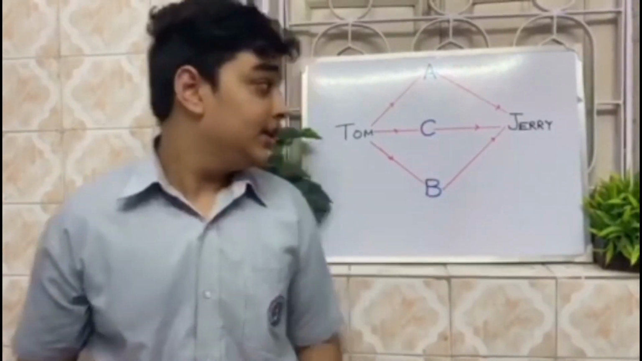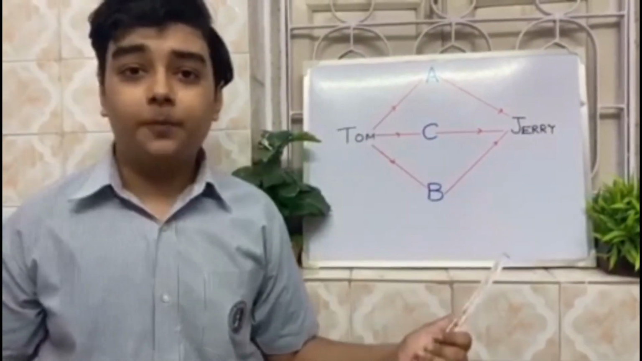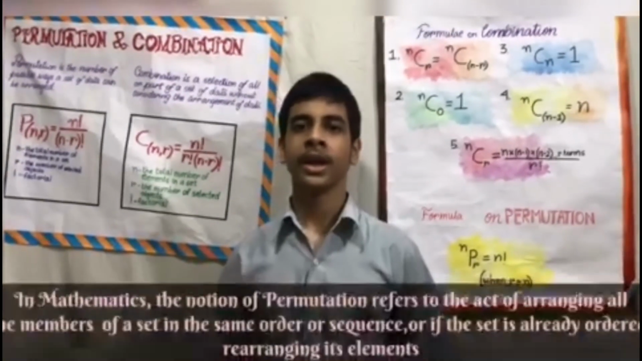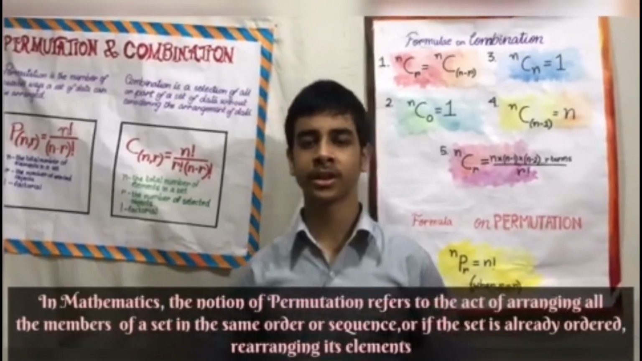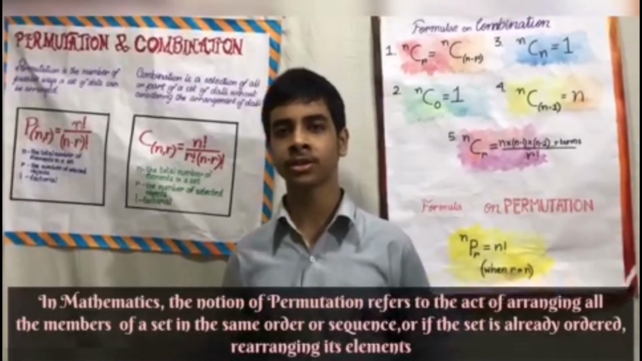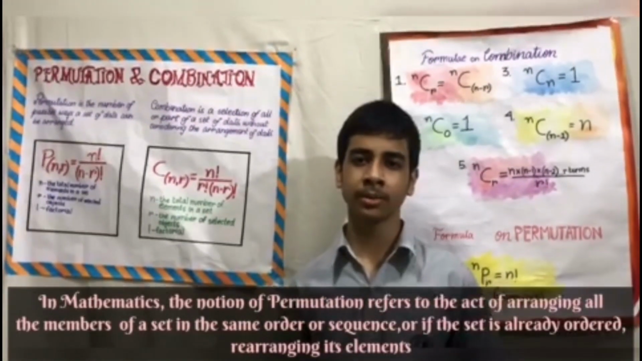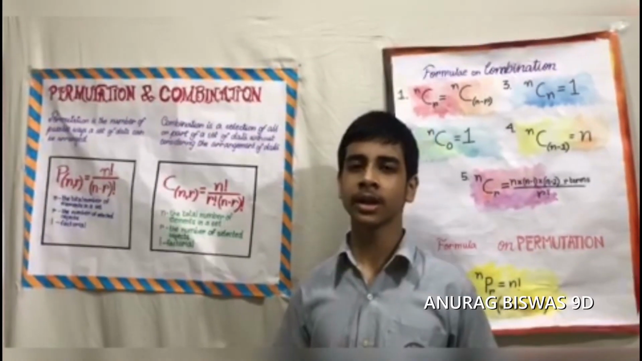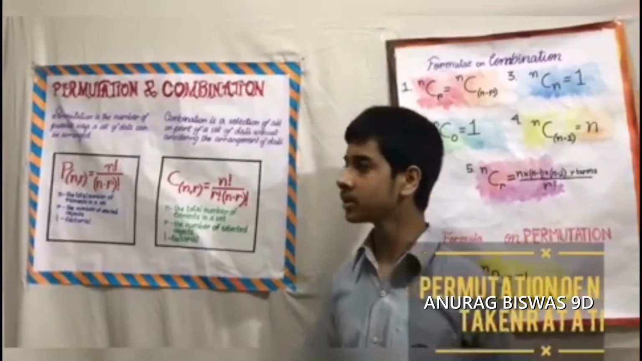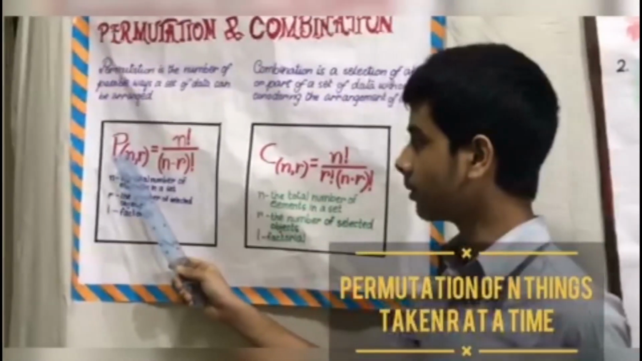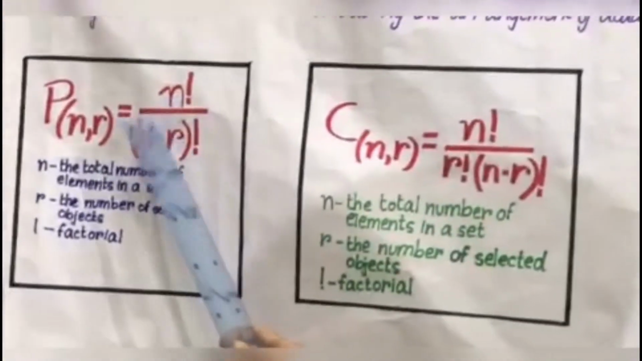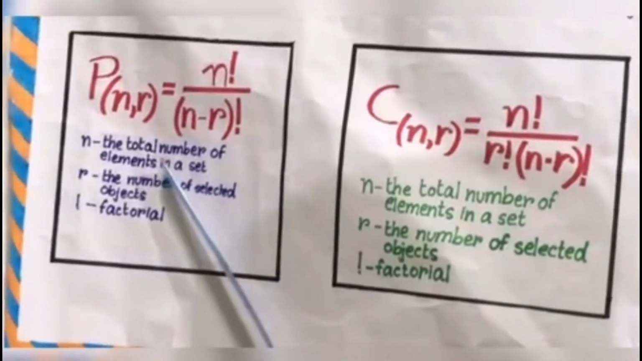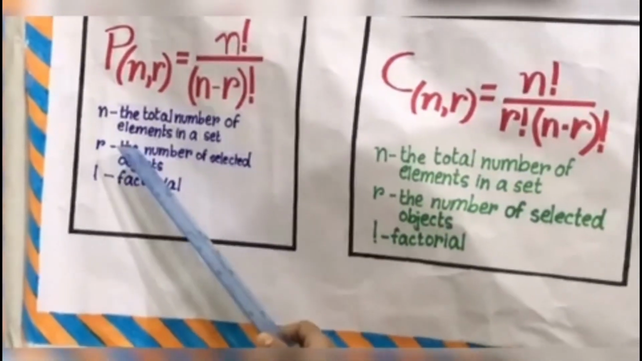Amazing, isn't it? Now this problem was based on the topic we are dealing with today, permutation and combination. In mathematics, the notion of permutation refers to the act of arranging all the elements of a set in some order or sequence, or if the set is already ordered, rearranging its elements. Let us look at the formula to find out the permutations of n things taken r at a time. That is n factorial divided by n minus r factorial, where n is the total number of elements in a set and r is the number of selected objects.